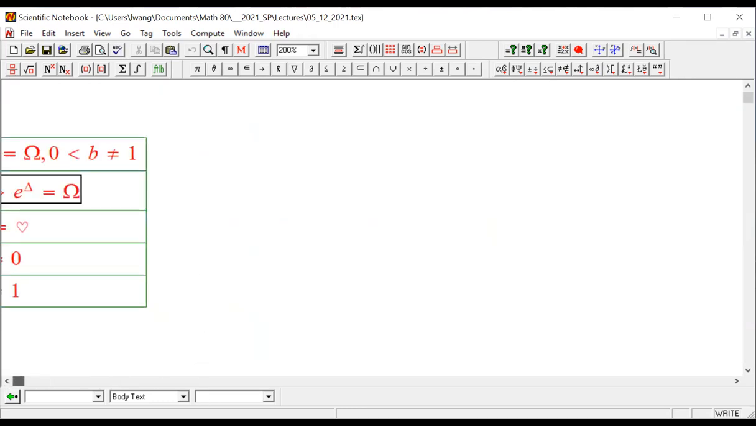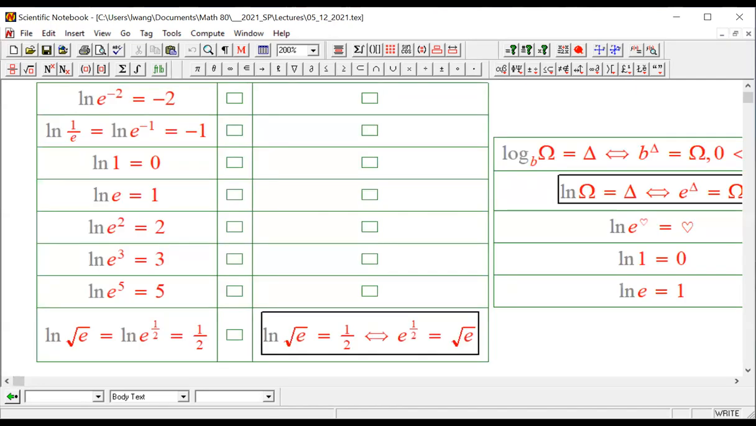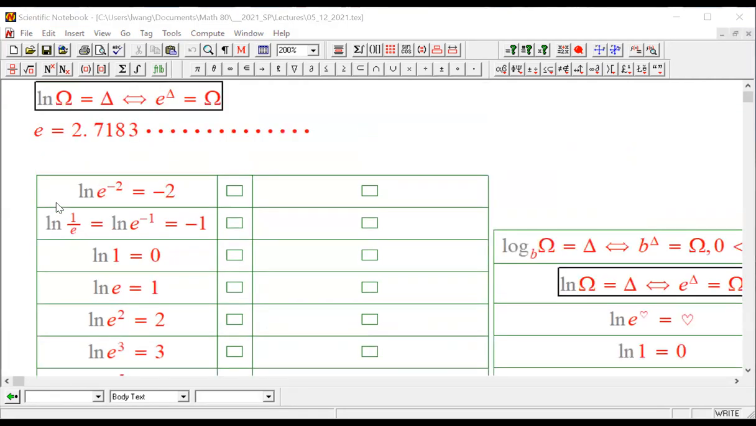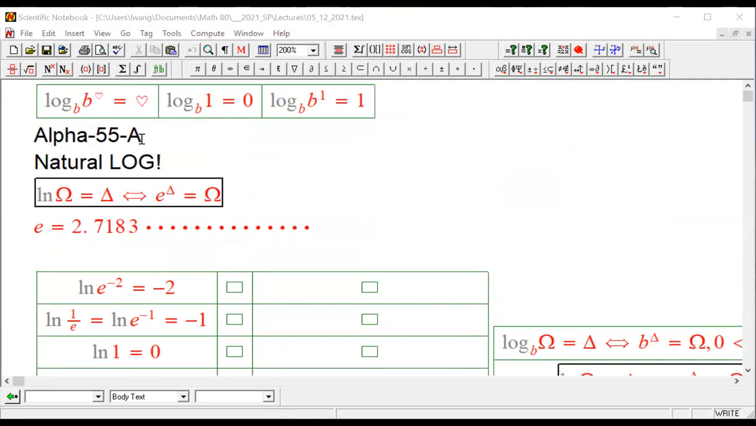Okay, so I think by now you can do every question in alpha 55A. This week you're going to have another quiz, and this quiz will be quizzing you about what we covered in class. So don't forget, you already have a quiz posted. You already have a quiz posted, okay?